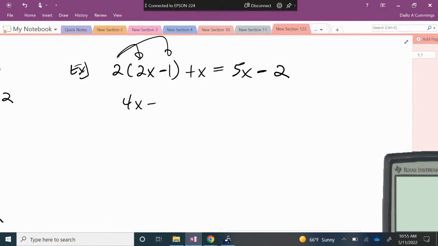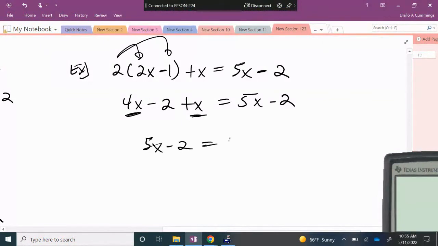All right, so we have 4x minus 2 plus x, and on the right-hand side, we have 5x minus 2. And then if I simplify my left-hand side, I can combine like terms. 4x plus x is 5x minus 2. So notice I have the exact same thing on both sides, which means that any number I put in would be a solution because one side would make the other side equal.